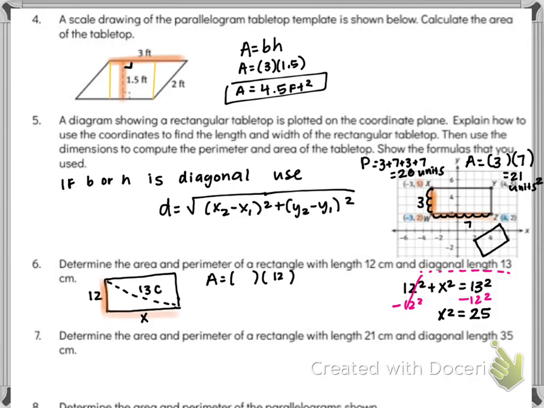Then we're just going to do something to get rid of that squared. Well, the inverse operation of squared is square root. So we're going to square root both sides. X is going to equal the square root of 25, which is 5. Now, if you can't simplify it, just leave it as the square root of 25, okay?